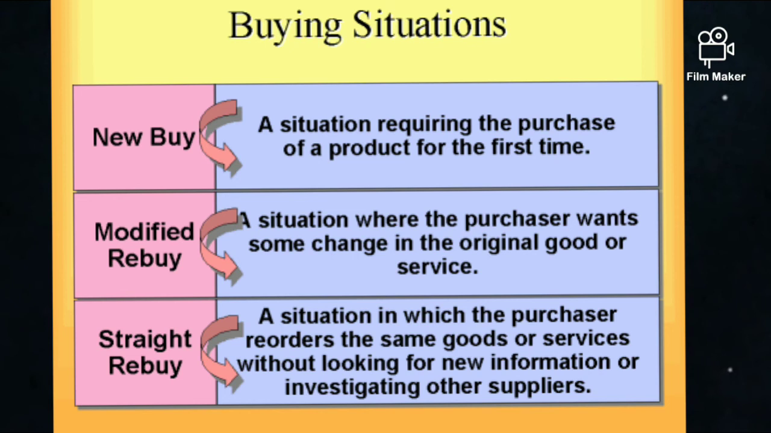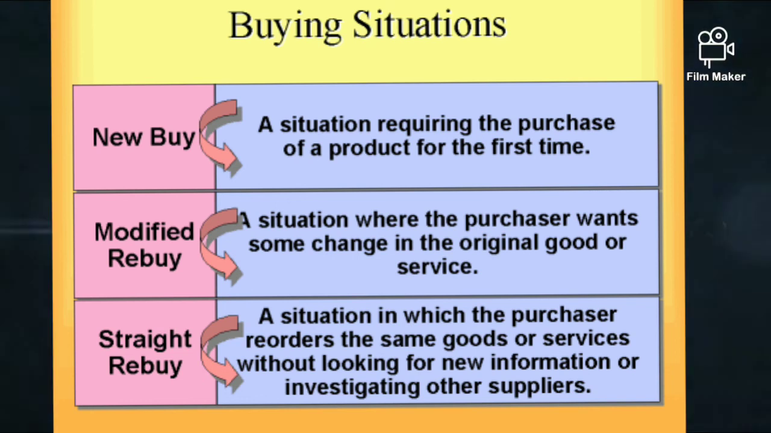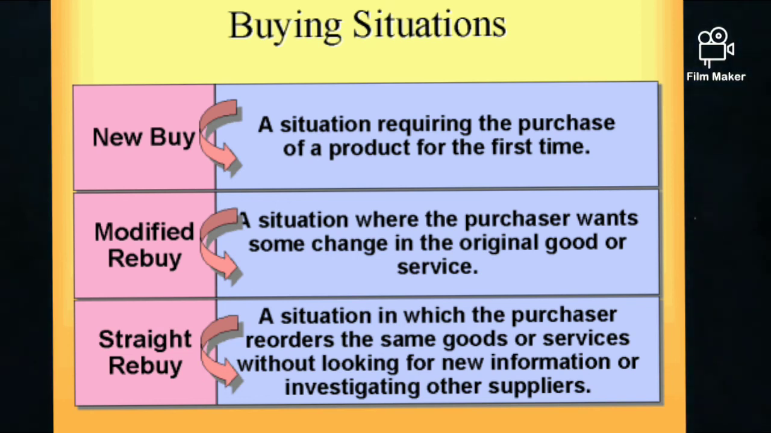And the third one is straight rebuy, which is also called repeat purchase. This situation occurs when the buying organization requires certain products and services continuously and doesn't want to change the supplier. It will reorder with the same supplier who is currently supplying all the items. This situation we call a straight rebuy or a repurchase.